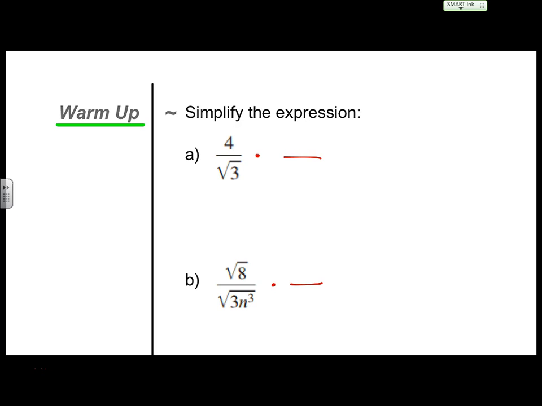And we say, where is the problem? This guy right here. Okay, the smart board's being funky. This guy right here is our problem. What are we going to multiply by? Same top and bottom to rationalize.